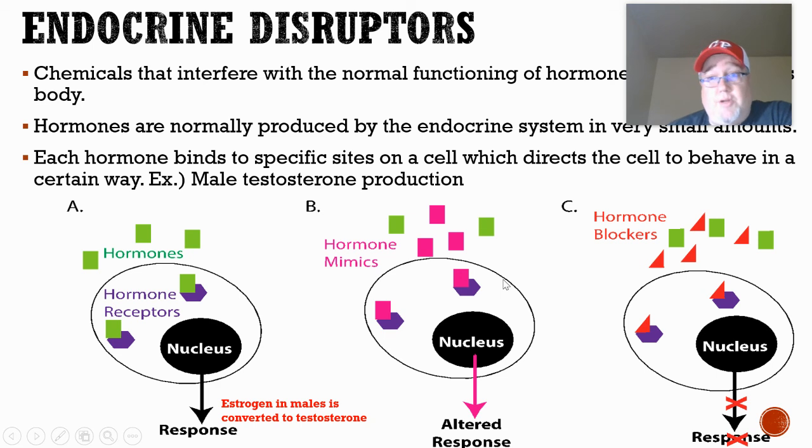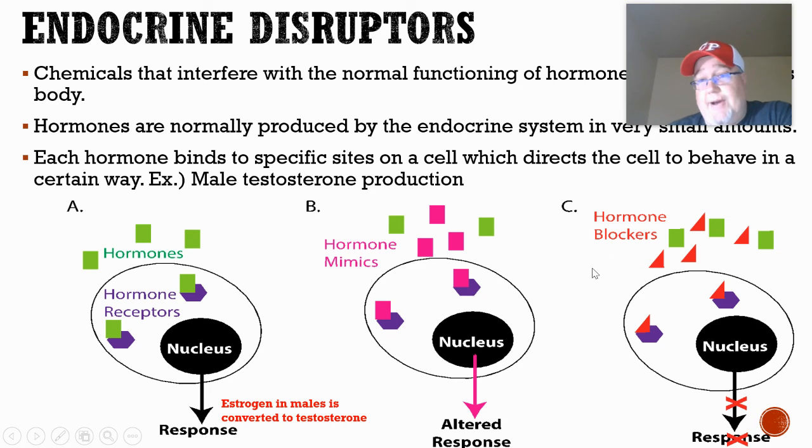And what that can produce is something called an altered response. So basically, normal testosterone is not going to be produced. And maybe it won't get produced at all, or maybe it'll be produced in less amounts than normal. The problem is again, these hormone mimics, they're not supposed to be in the body, but for whatever reason, they're getting into the body and they're altering that production of that hormone.